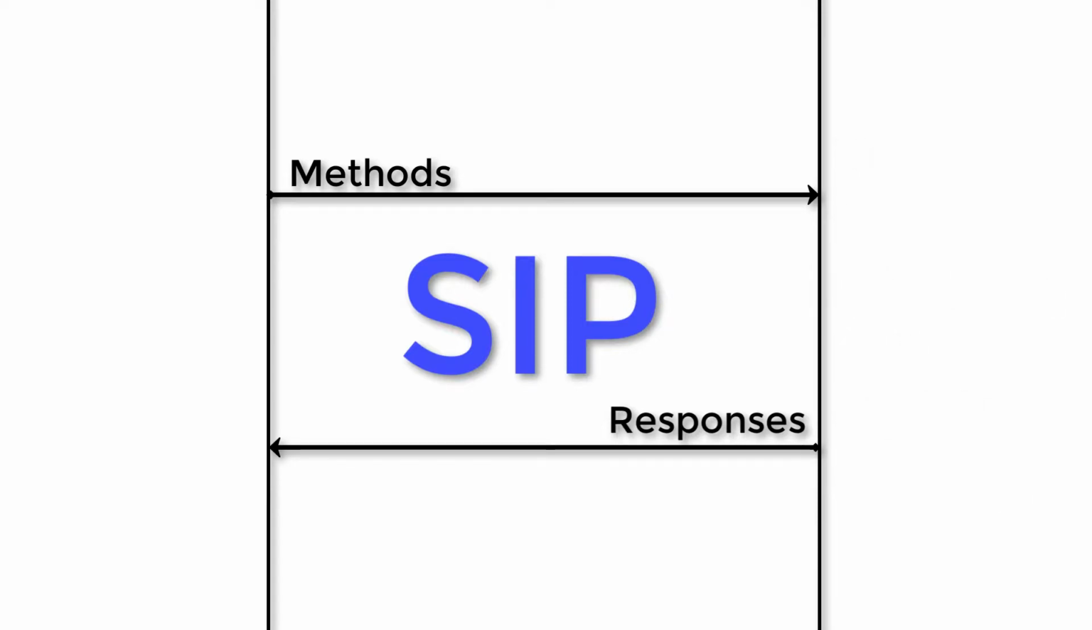SIP contains a series of methods, otherwise known as just messages, and responses. That is to say that each SIP method is going to warrant some kind of response. So let's take a look at each of the common SIP methods that you will see in use on our platform. You will only need to remember 5 SIP methods to understand our call flows.